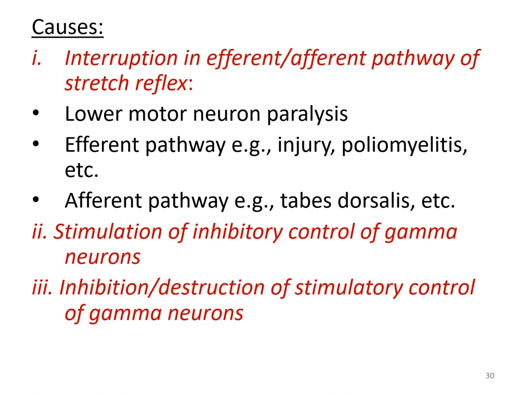Stimulation of inhibitory control of gamma neurons can also lead to hypotonia. This can occur when the inhibitory reticular formation is stimulated, or another mechanism is by inhibition or destruction of stimulatory control of gamma neurons. Here, the stimulatory control is the facilitatory reticular formation, which can be destroyed, or its pathway to the gamma motor neurons can be interrupted, or they can be inhibited by the cerebral cortex or by the cerebellum.